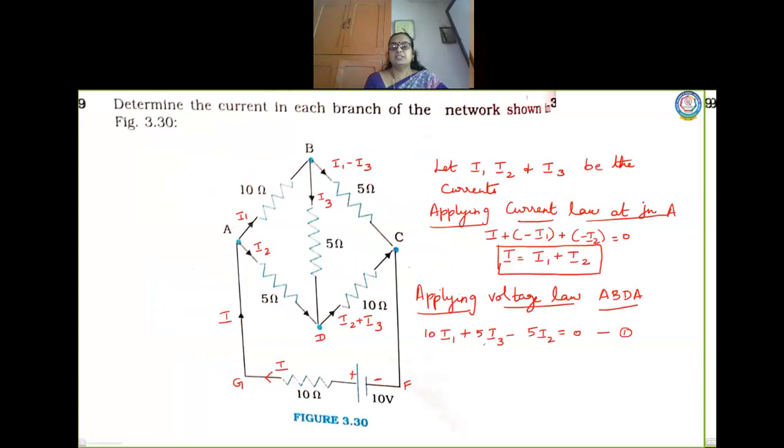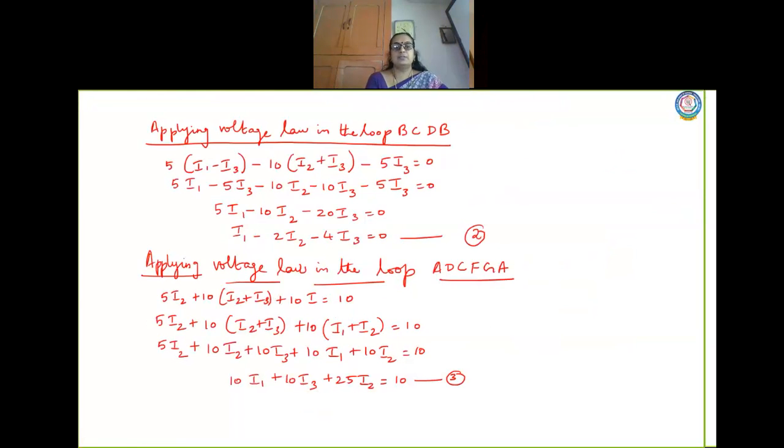The first equation is 10I1 plus 5I3 minus 5I2. The second equation is I2 minus 2I2 minus 4I3 is equal to 0. And the third equation is 10I1 plus 10I3 plus 25I2 is equal to 10. Now you know the process of simplification. You have to take any 2 equations. You need to simplify those 2 equations to get any one value of I1 or I2. Then substitute in the first equation to get the value of the other value.